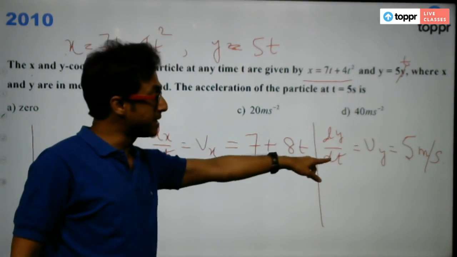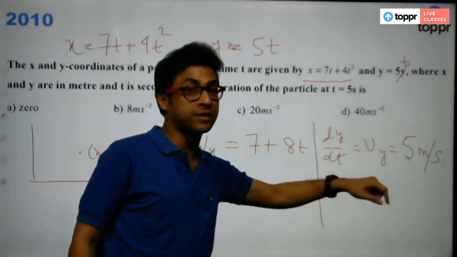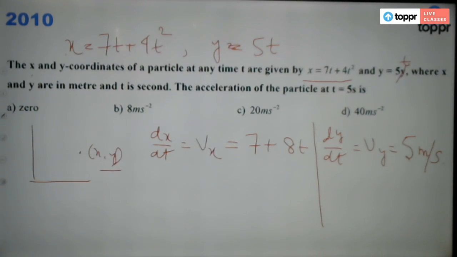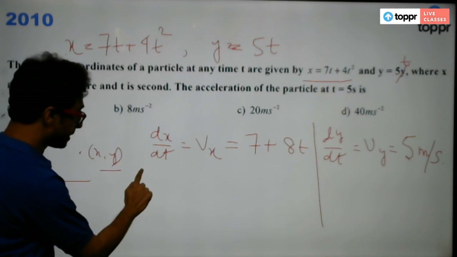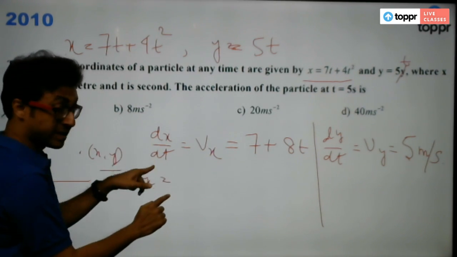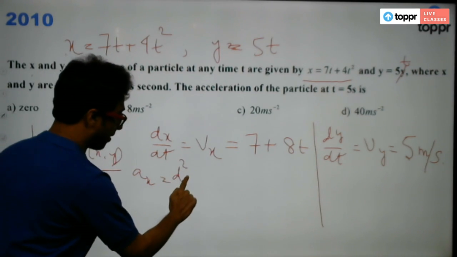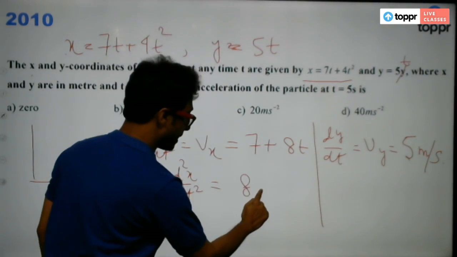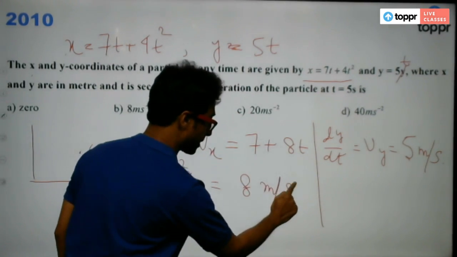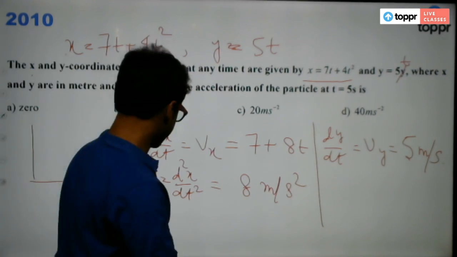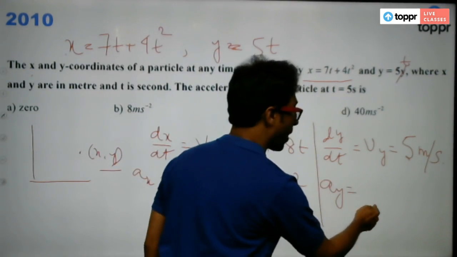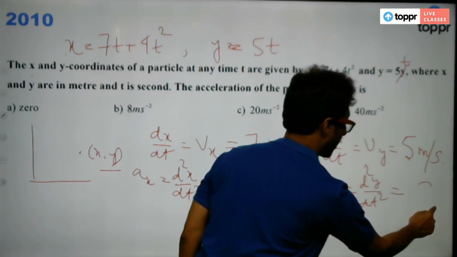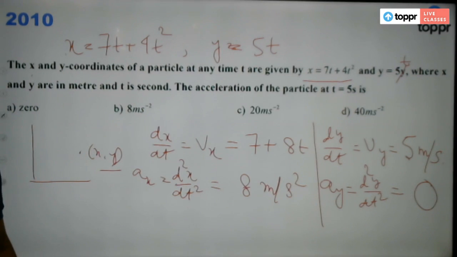The velocity of the particle in the y direction is a constant, but in the x direction it still has a time variable attached to it. So for acceleration, ax will be the derivative with respect to time, differentiating it once again. This is 0, it is 8, so I have to write the acceleration as 8 meter per second square. And the acceleration ay is what? Differentiation of a constant is 0.